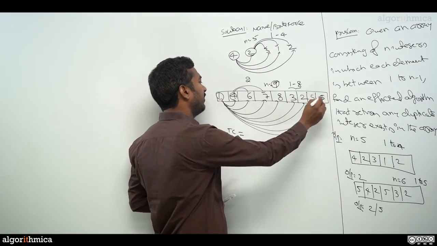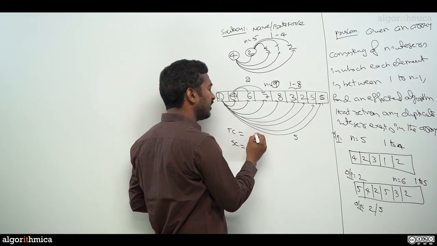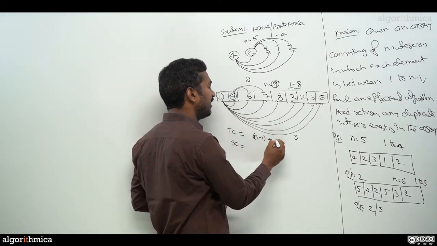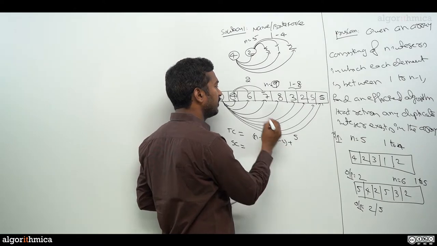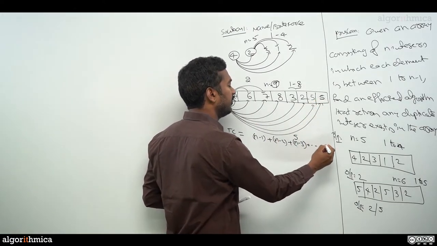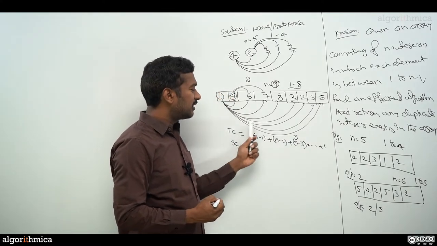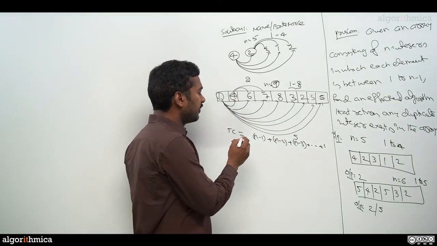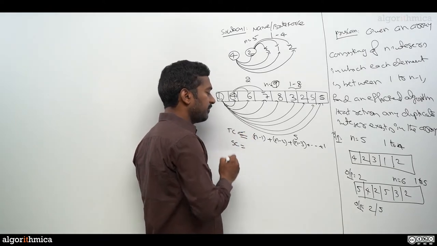First guy, I may require almost all n minus 1 comparisons in the worst case. Second guy, n minus 2 comparisons. Third guy, n minus 3 comparisons, and so on. Last but one, we need one comparison. This is surely a maximum here. That's where we write it as maximum here.